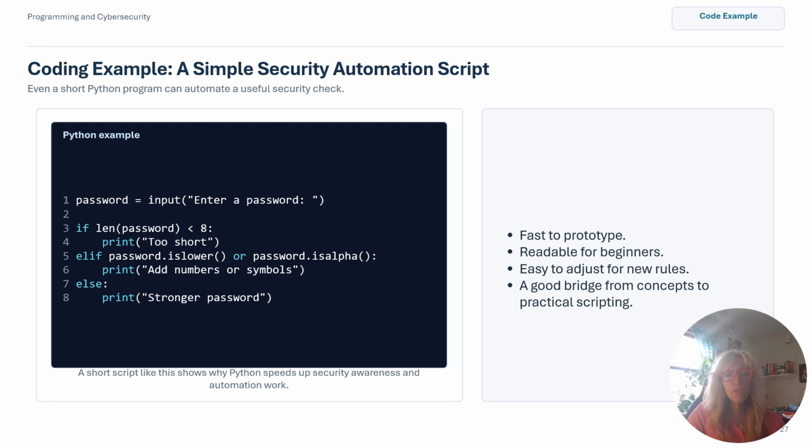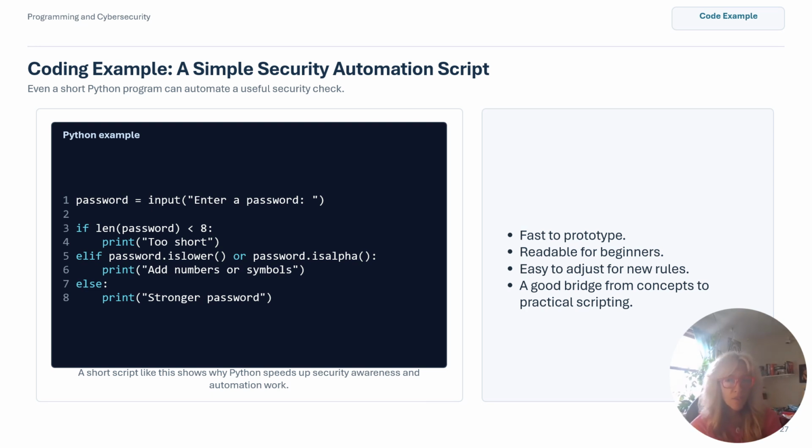Here's a simple security automation script. And just to get you started thinking about what you want to do for your program, for your final projects. This is a very simple security automation script in Python. The main idea really is that even a short program can automate a useful security check. And here it's asking the user for a password.